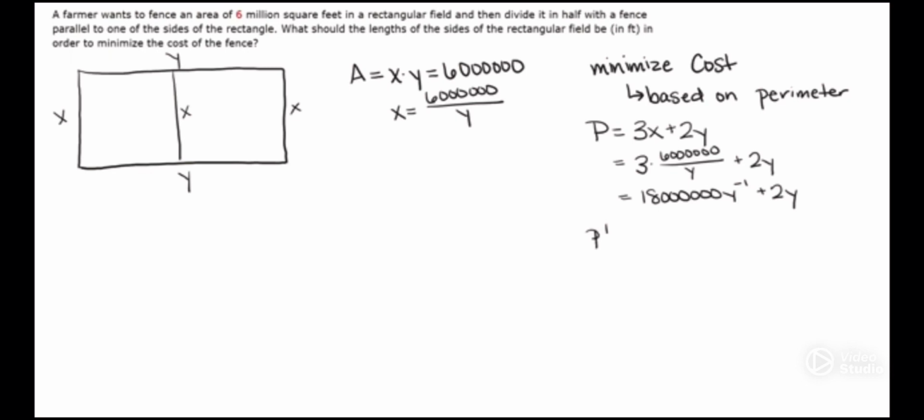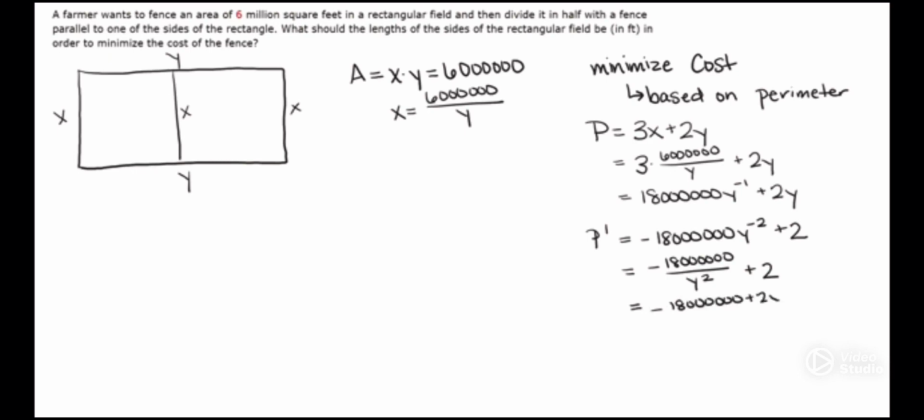Either one is acceptable. And next we'll be finding the derivative of our perimeter, which is going to be negative 18 million y to the power of negative 2 plus 2. And so we can rewrite this as negative 18 million over y squared plus 2. And then we can further rewrite this as negative 18 million plus 2y squared over y squared.